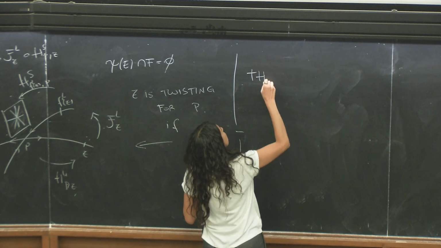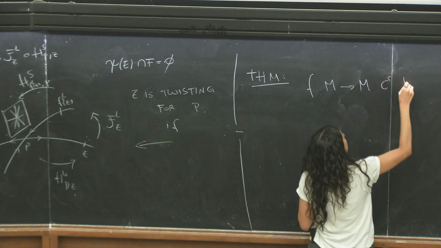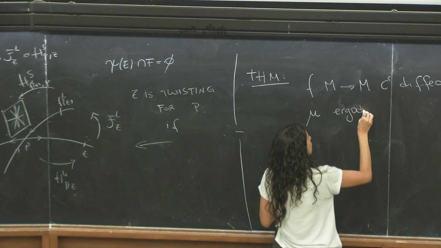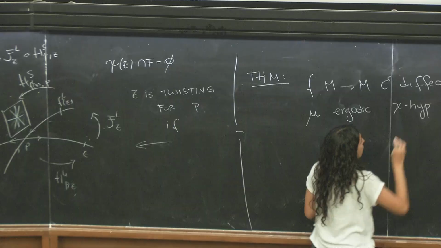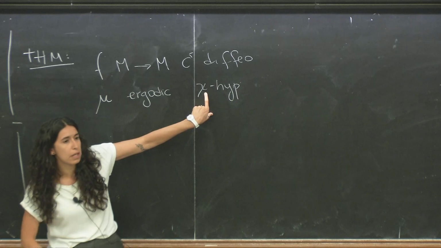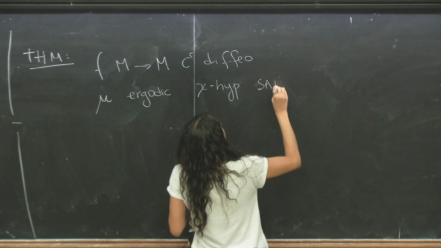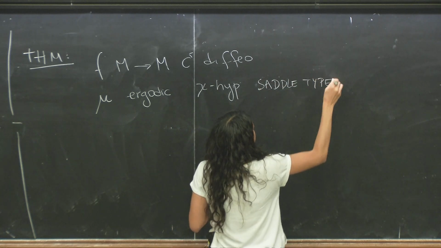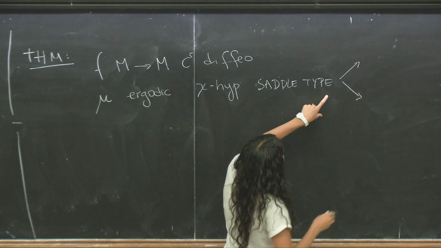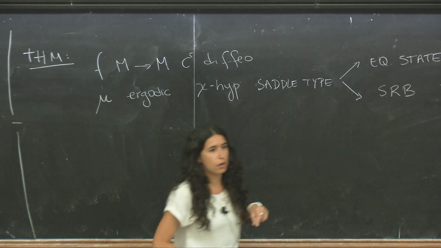So, what is the result? F, again, is a diffeomorphism. I'm going to ask for the measure μ to be ergodic, hyperbolic, which means that all the Lyapunov exponents are non-zero, with a bound for the absolute value of all of them. I'm also going to ask for it to be of saddle type. This means that there is at least one positive and at least one negative Lyapunov exponent. And I have this condition I'm going to explain when it's used. It needs to be an equilibrium state of a Holder potential, or it needs to be an SRB. Any of them is okay.